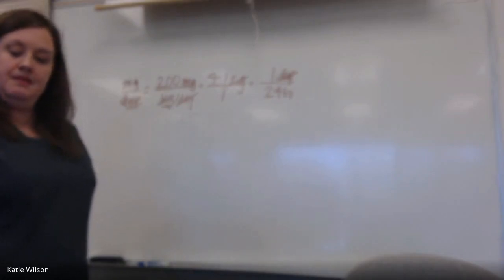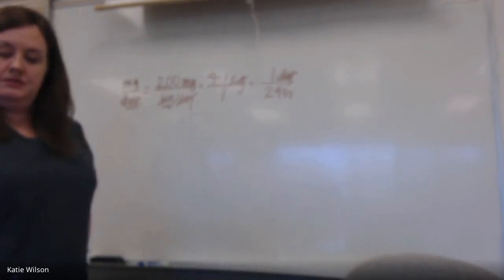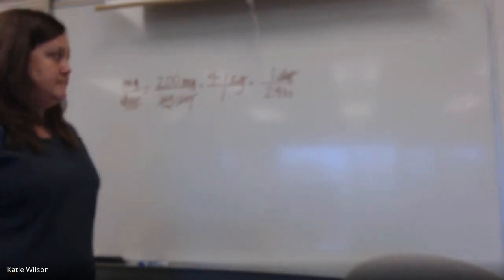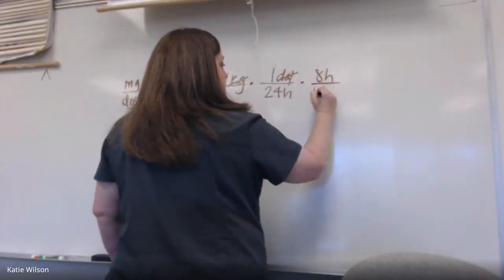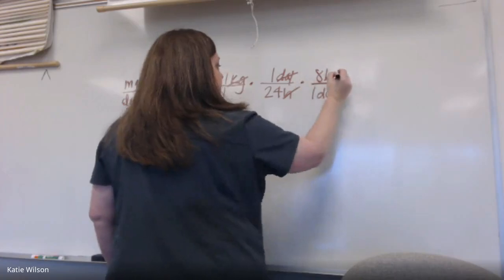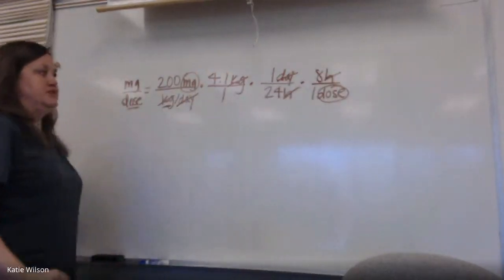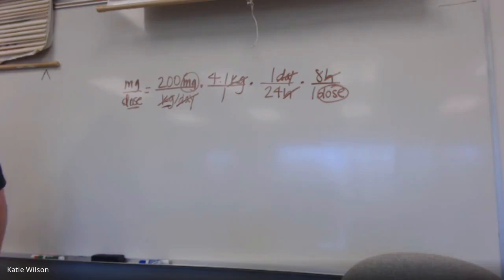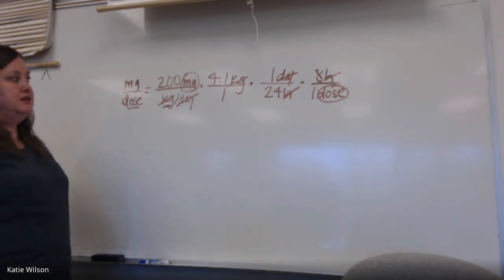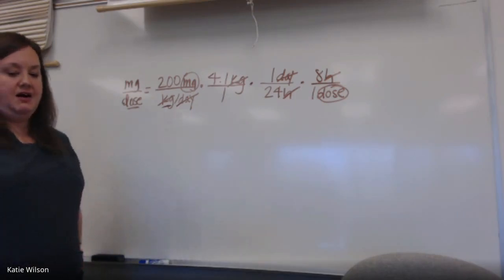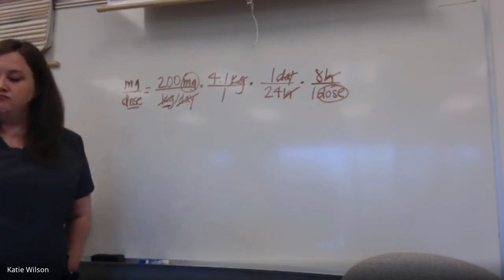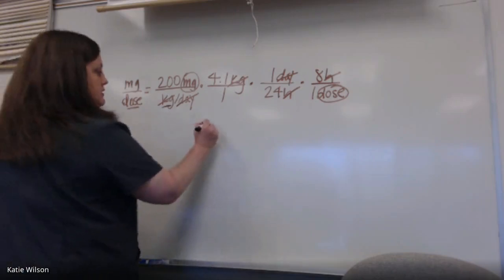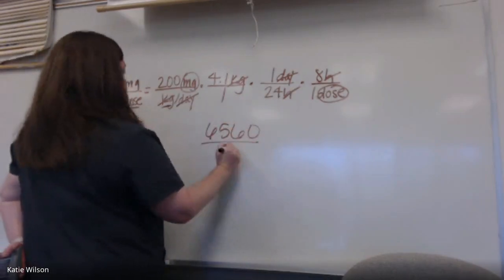So then you're going to have 8 hours over 1 dose. 8 hours per dose. So that cancels out hours. I've got dose on bottom, milligrams on top. So you should have 200 times 4.1 times 8 on the top and 24 on the bottom. Yeah, 6560 is the top. Okay, 6560 divided by 24.